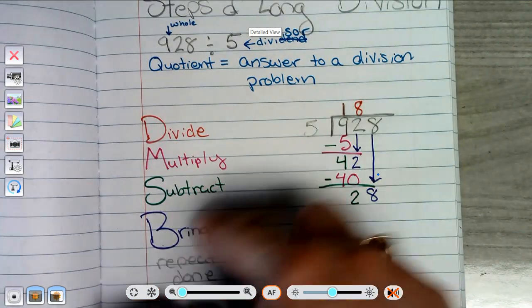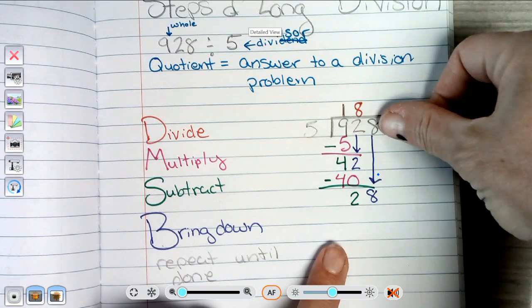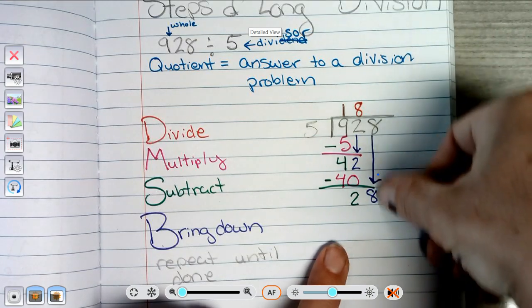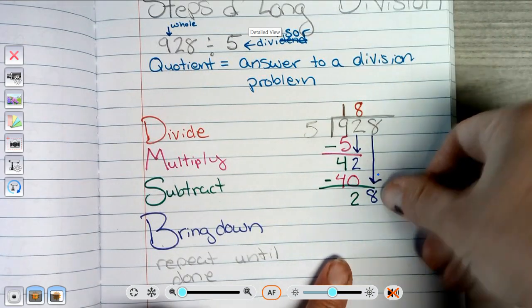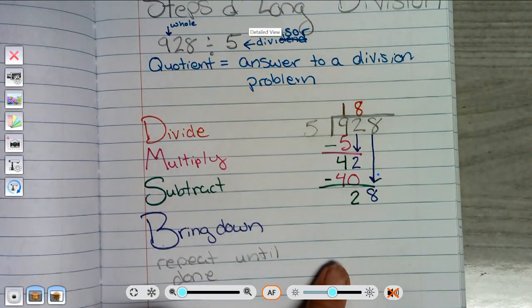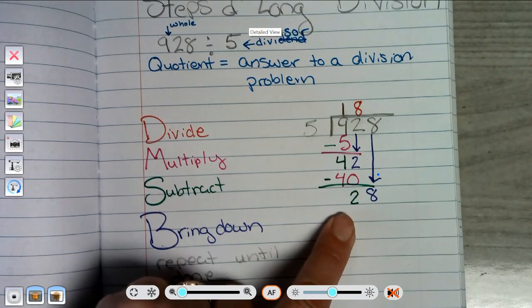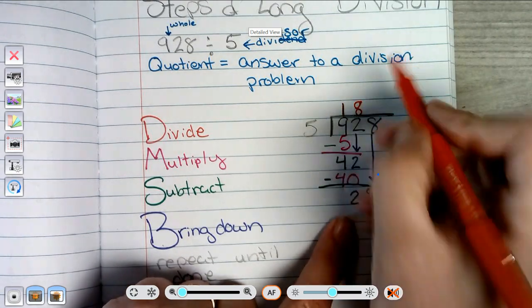Now I'm all the way back down to bring down. Now I'm starting all over again. I'm not looking up here because each one of these have been used. These are the numbers I have not used yet. How many times will 5 fit into 28? Well, 5 times 7 is 35. 5 times 6 is 30. That's even too big. I can't go over that. So I'm going to have to say 5 times 5.